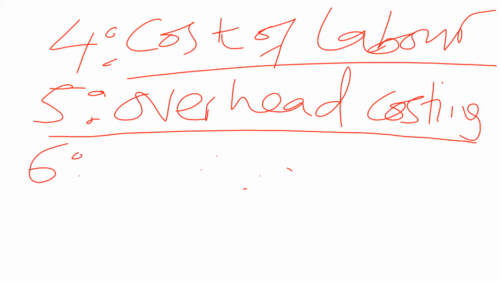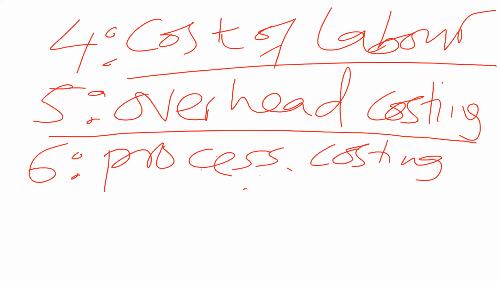In chapter number 6, now you learn process costing. You're going to learn how to cost the processes, right? There are productions where, as you are producing, the product has to pass through different stages. It's a process. For example, let me give you an example of manufacturing a car.